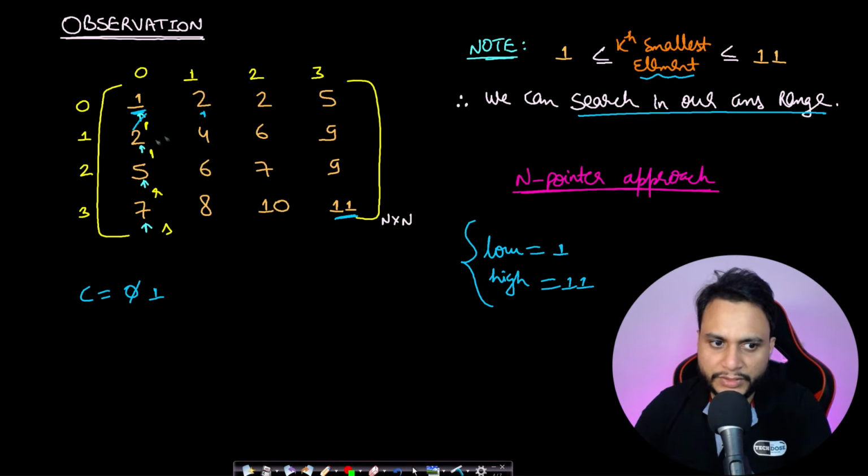Again, compare 2, 2, 5, 7. Whichever is smaller, you just skip there. You could have skipped the second 2 as well. When two values are the same, you can skip any one. Now the count of elements you have skipped is 2.